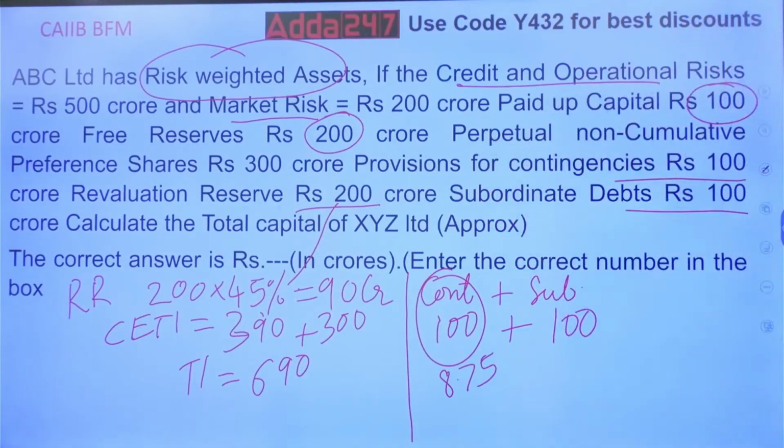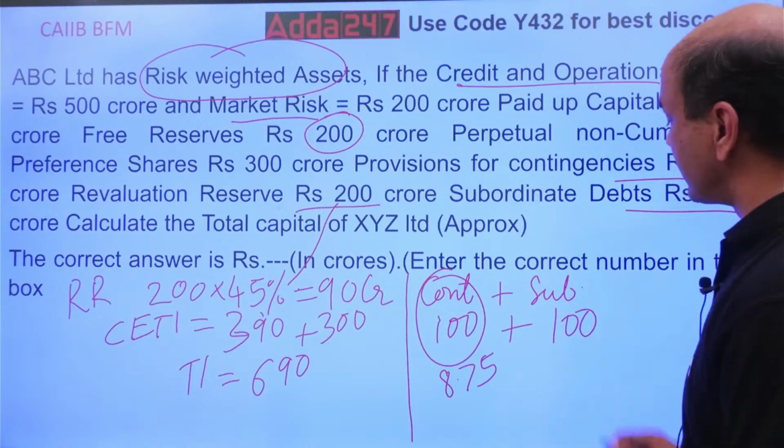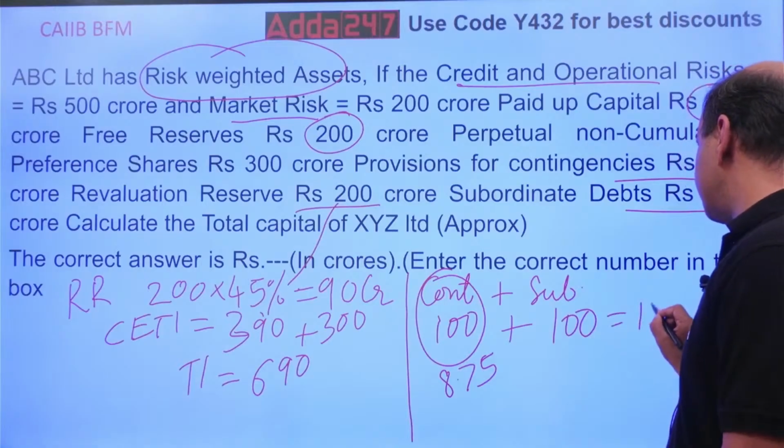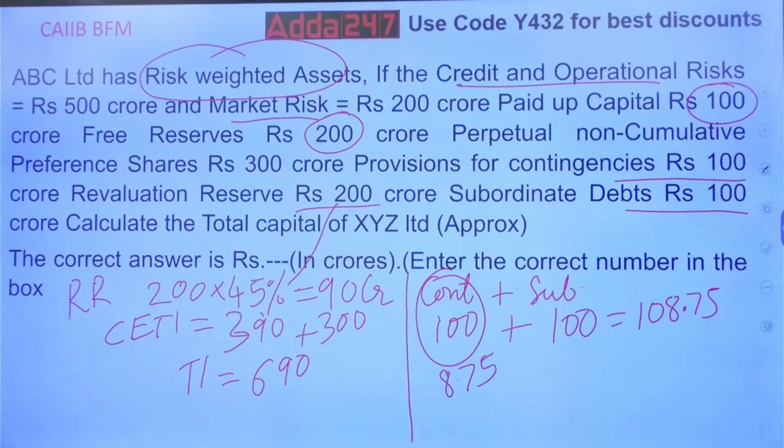So in this figure, instead of this 100, you will take 8.75. Okay? So what is the answer then? Tier 2 capital, 100 plus 8.75, that is equal to 108.75. So this is over.